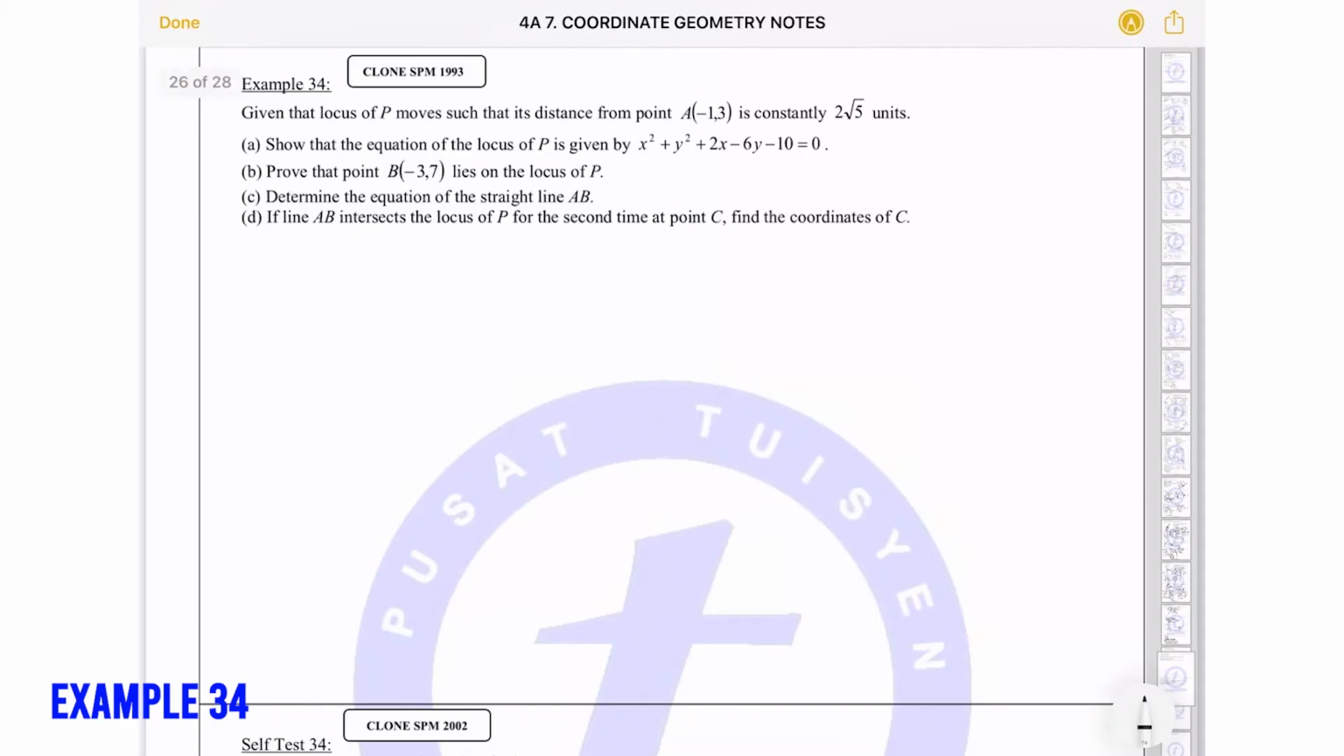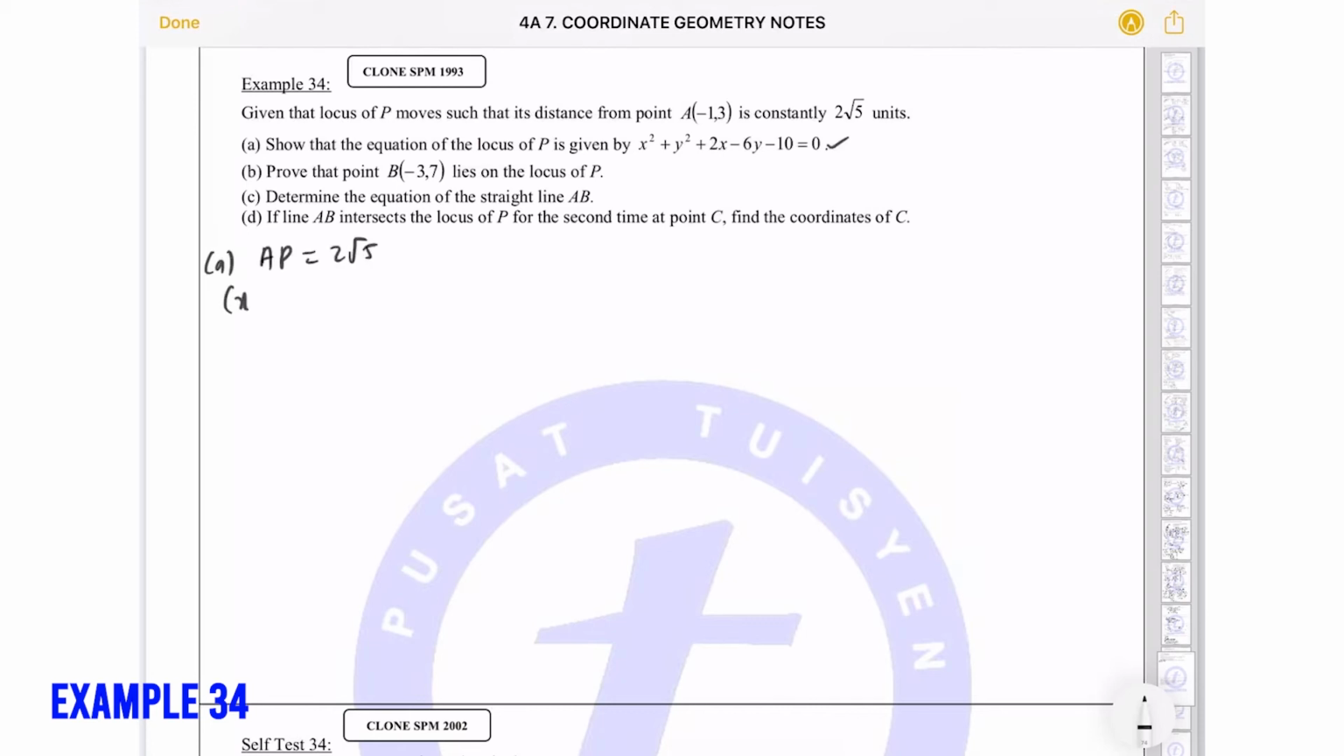Okay, this is example 34. Here we have a locus of P that moves such that its distance from point A is constantly 2 root 5. We are supposed to show that the equation is given by this. I think we can start by writing AP equals 2 root 5.